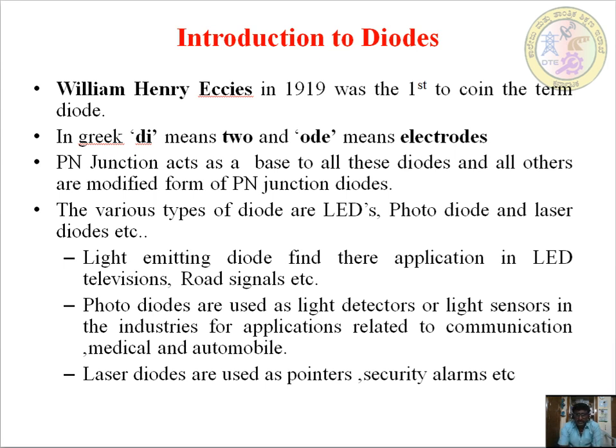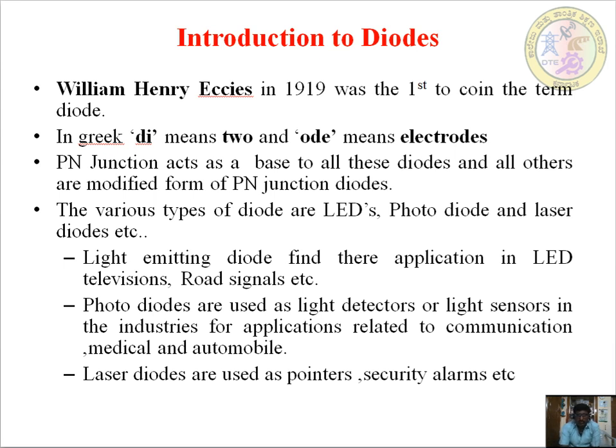First, the introduction to diodes. The scientist William Henry Eccles, in the year 1919, was the first to coin the term diode. In Greek, what does diode mean? Di means two and ode means electrode. It is a combination of both P electrode as well as N electrode, so we call it a PN junction. When there is a combination of PN junction, then only the diode is formed.